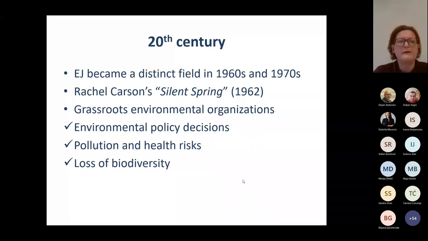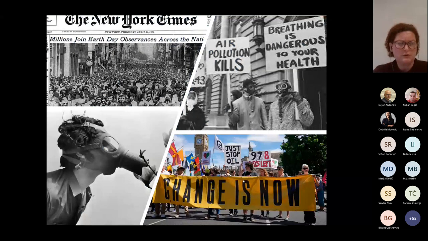Therefore, the public was very active. The public made protests. The people formed grassroots environmental organizations and influenced the policy decisions of their government. For the first time, the public was concerned regarding the pollution and health risks of pesticides. Another major theme that will appear again in our times is the loss of biodiversity. Here are some photos from the major protests and major media outlets regarding the awareness of people in relation to the pressing environmental issues of that time.